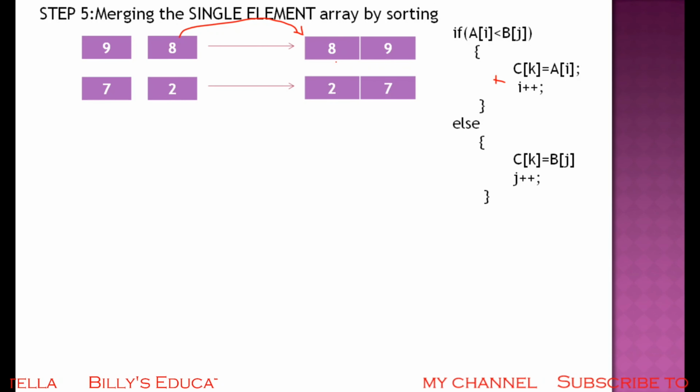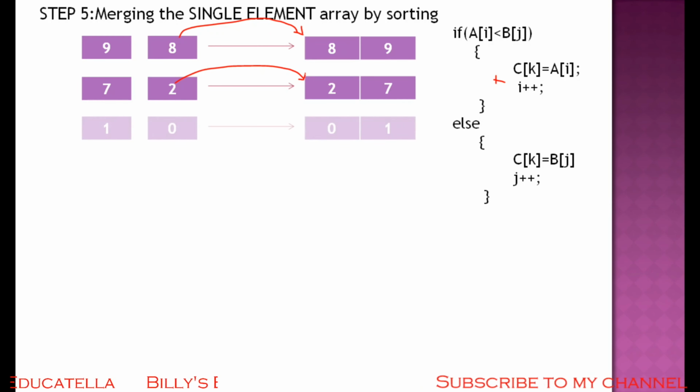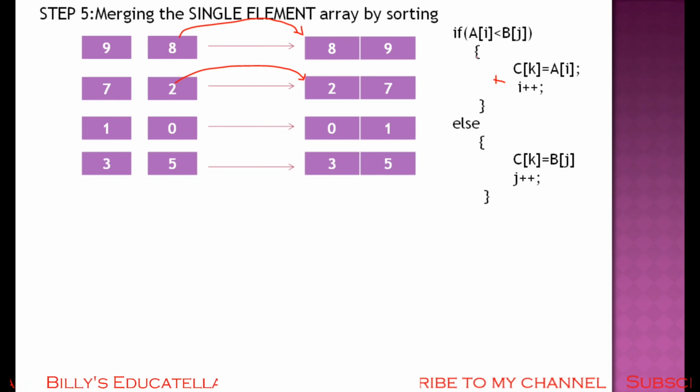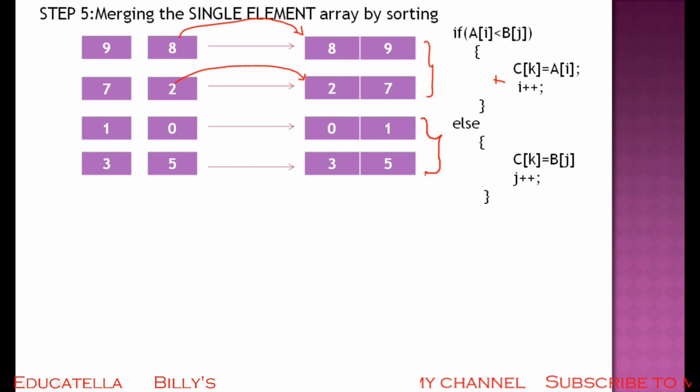Similarly 7 2. 2 is less than 7, so 2 is put in the first place. Similarly the remaining elements. Now again sort these two arrays, merge these two arrays and merge these two arrays.